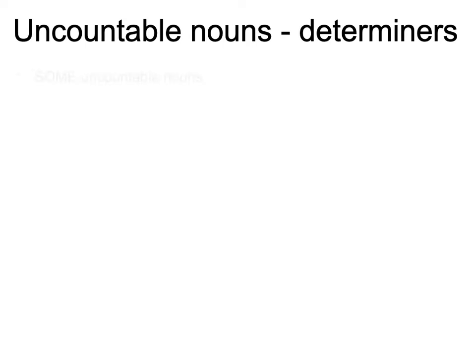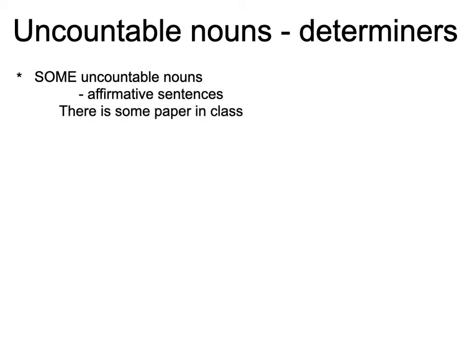So with uncountable nouns, basically we use the same determinants, but in this case, the nouns following some, any, no will be in singular because as we have seen before, uncountable nouns cannot use the plural form. So we use some with uncountable nouns in affirmative sentences. For example, there is some paper in class. Any with uncountable nouns in singular in negative and interrogative sentences.